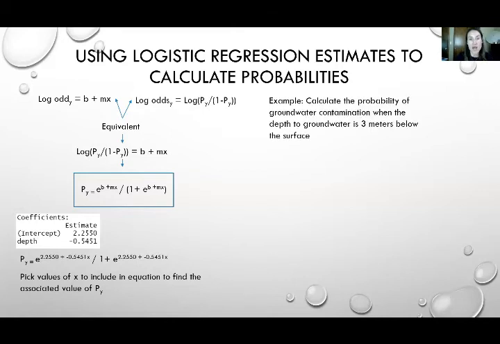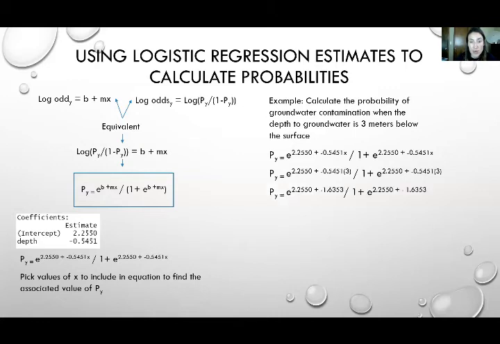So let's do that now. Let's say I'm interested in calculating the probability of groundwater contamination when the depth to groundwater is 3 meters below the surface. So what do we have now? We have our B, our intercept, and our M, our slope, and that's from our logistic regression results. We also have X, which is 3 meters. Okay, so we have this equation we just created. Now let's plug in 3 for 3 meters.